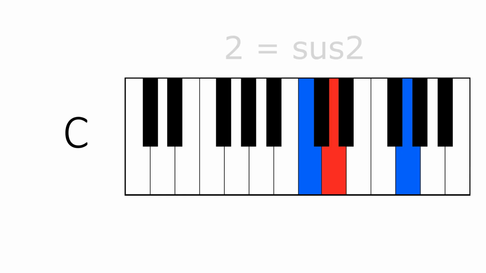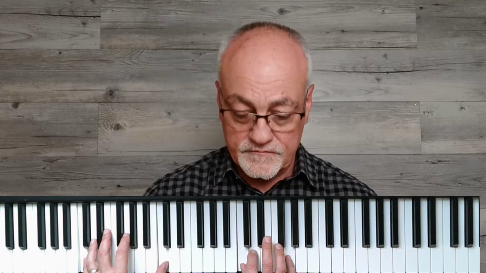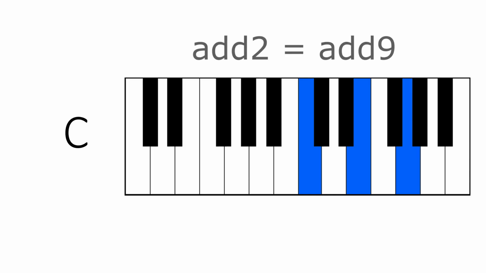The add 9 doesn't have to be up here in the 9 place. The 9 could be down here in this place. So it's the same note added to the same chord. Add 2, add 9. So let's recap what we've talked about so far. The 2 and the sus2 are the same chord. You have root, 2, and 5. The add2 and the add 9 are both the same chord. It's the triad plus the added 2 or the added 9.